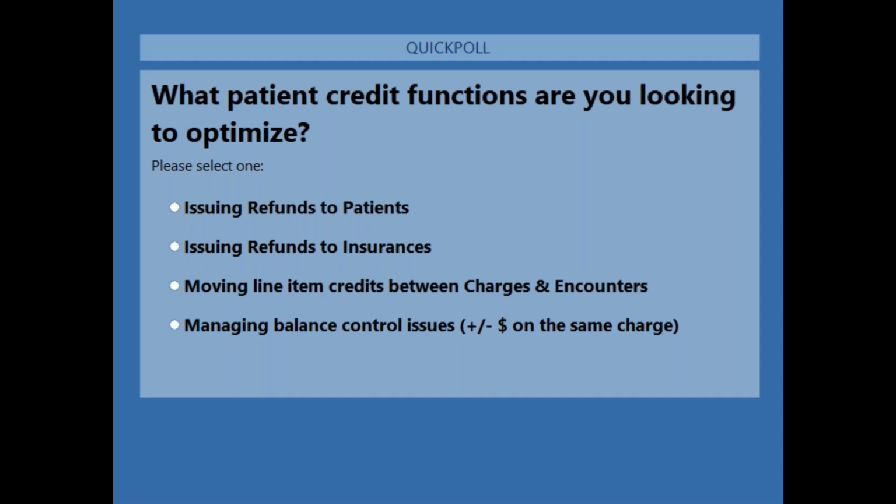Okay, so moving back, because I promised not to waste anybody's time today, we're going to just get things started here. So, quick poll. I'm going to give everybody 15 seconds to fill this one out. That's just a 2-question poll. First one: what patient credit functions are you looking to optimize? Issuing refund checks to patients, to insurances, moving line item credit balances between charges and encounters, or managing balance control issues on the same charge? I'll give everybody another 5 seconds to fill this one out, and we will close it in 5, 4, 3, 2, and 1. Okay, we're going to close that.